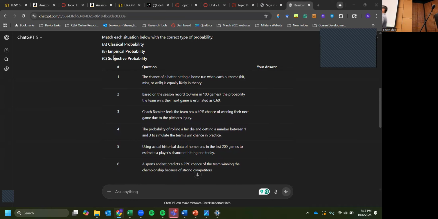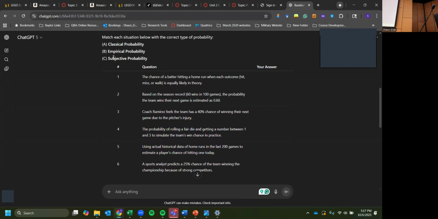Cool, you guys ready? First one, the chance of a batter hitting a home run when each outcome, hit, miss, or walk is equally likely in theory. What is this? Classical, why? Yeah, there's 3 possible outcomes. Every one is equally likely.